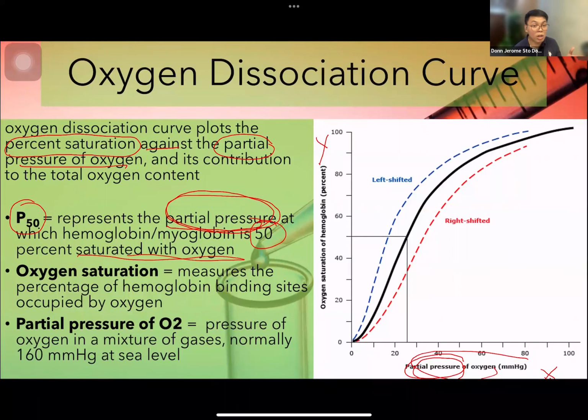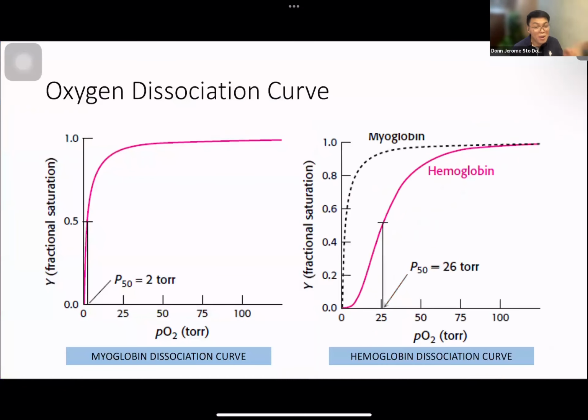So if the hemoglobin molecule is 50% saturated, that's 2 of the subunits occupied, 25%, 1, and so forth. Partial pressure, on the other hand, is the pressure of oxygen in a mixture of gases, normally 160 millimeter mercury at sea level. Now that we're able to define several terms, we can compare the oxygen dissociation curve between your myoglobin and your hemoglobin.